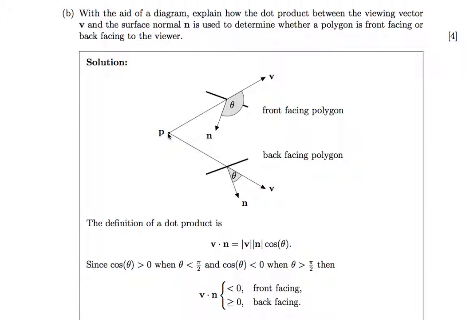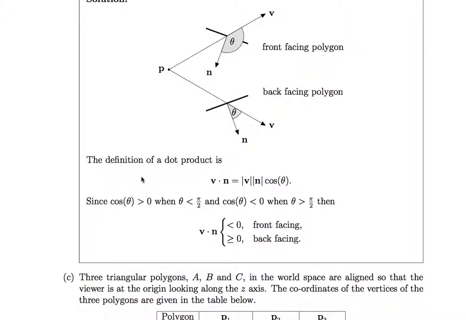Now the viewing vector from the position P to this polygon is here, V, and the angle between the viewing vector and the normal vector I've labelled as theta. Now for the front-facing polygon, this angle is greater than 90 degrees, or pi over 2. And for the back-facing polygon, this angle is less than pi over 2.